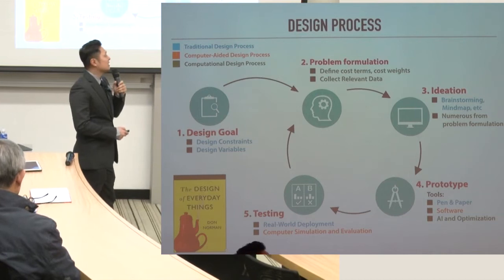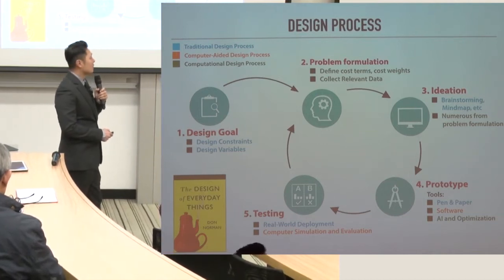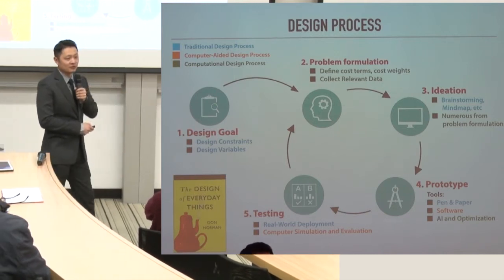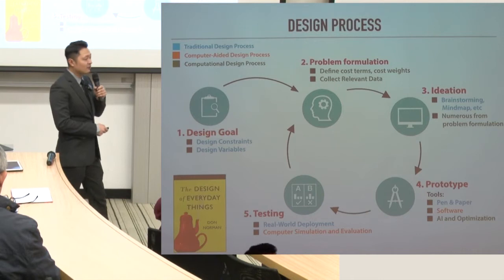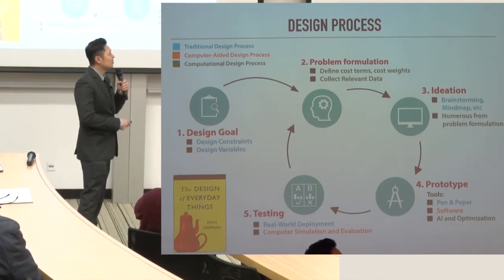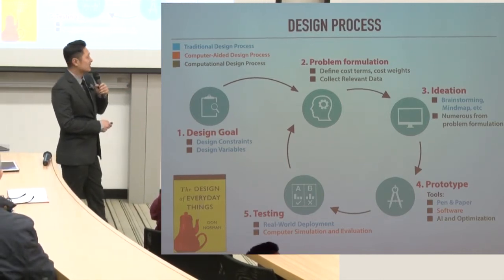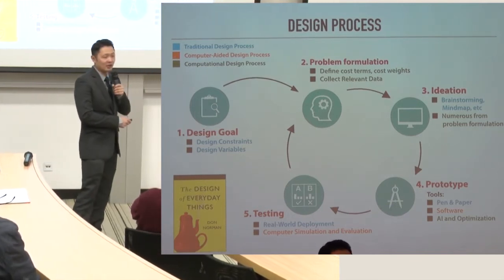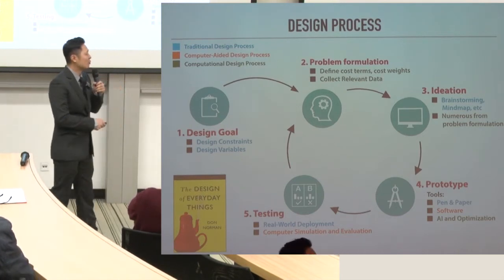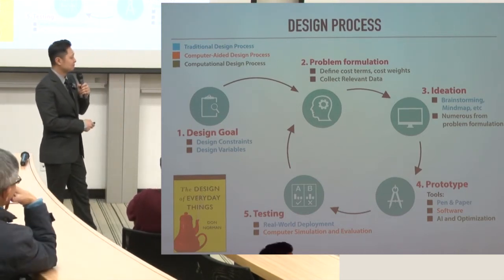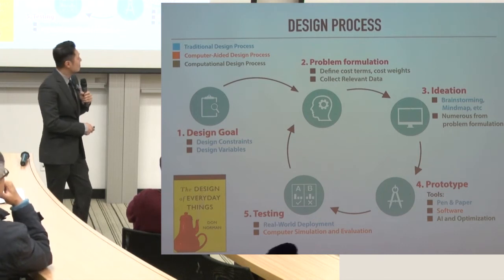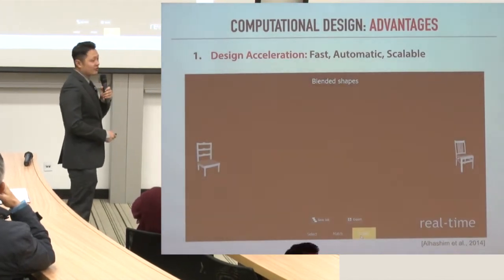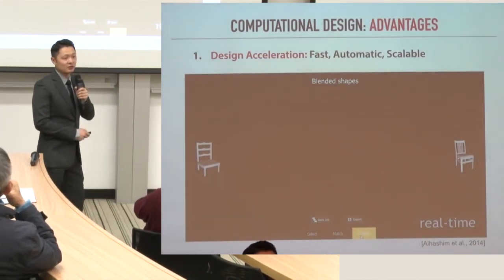So now let's look at this design process diagram again. We are introducing an additional step in the design process, which is the problem formulation. So human, instead of focusing on thinking the new ideas, we formulate the design problems as optimization problem. And this solution space from the optimization problem will contain a lot of design solutions. And the computer can automatically search for good solutions for you. And this is the main advantage of computational design.